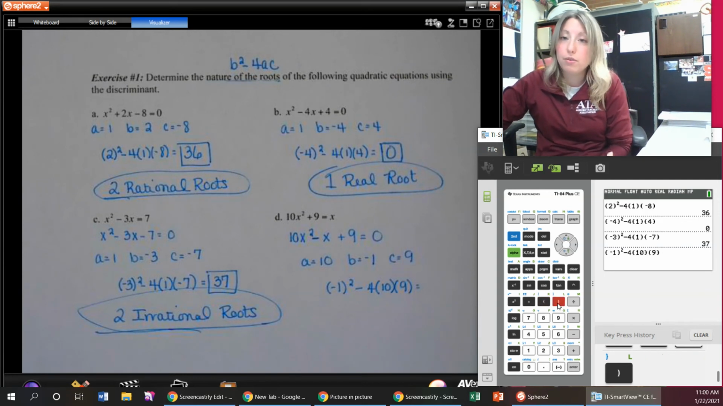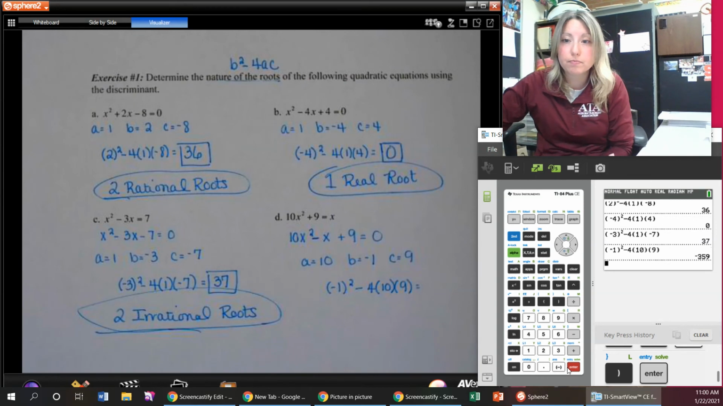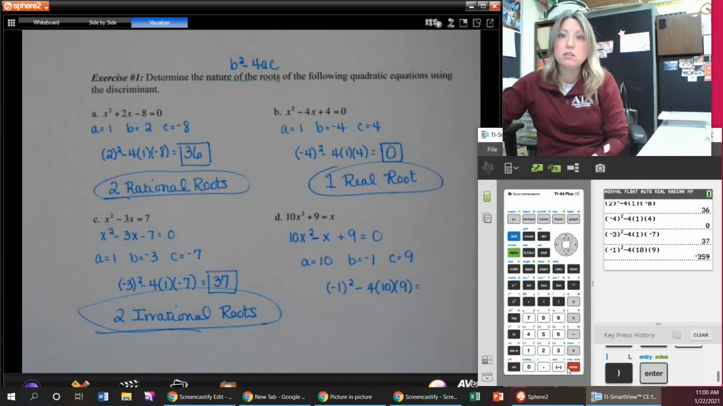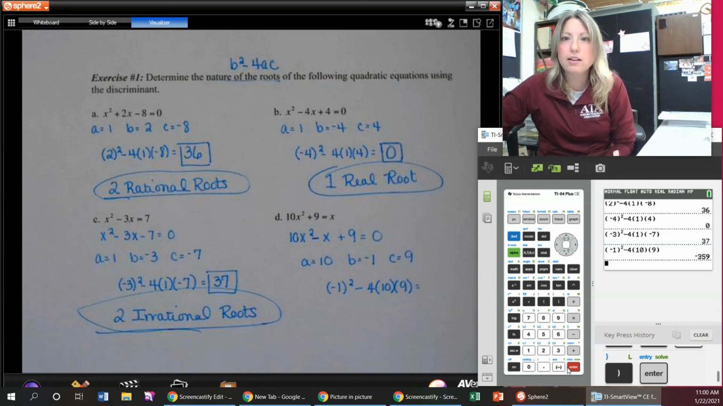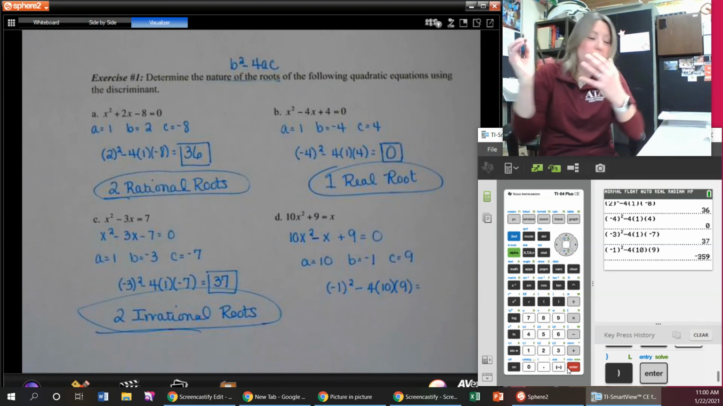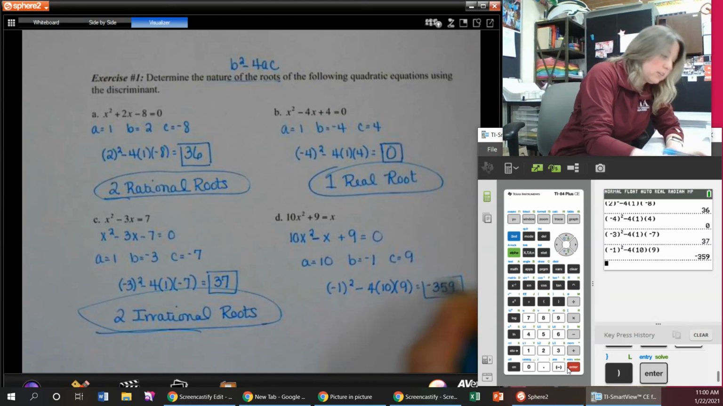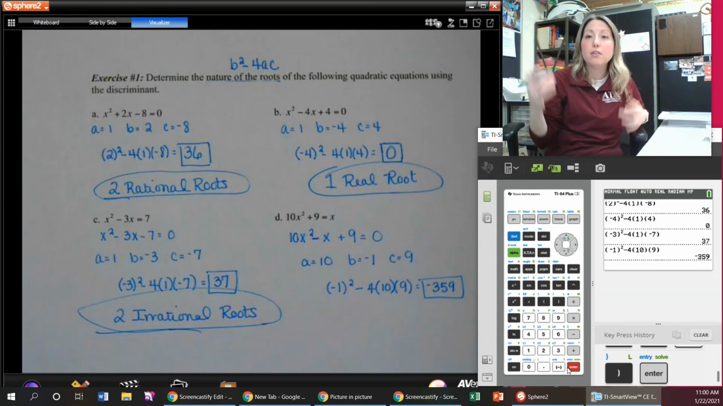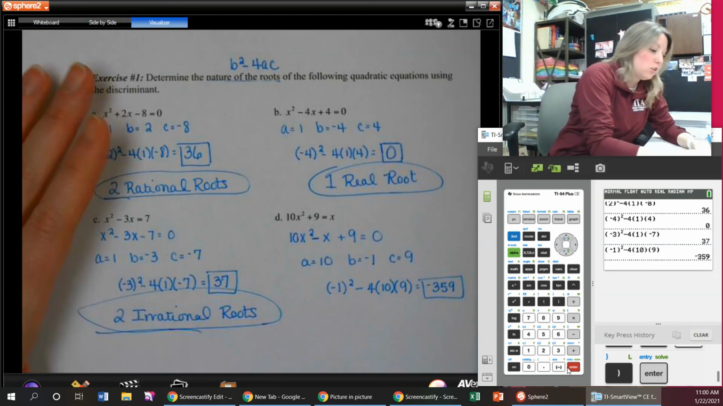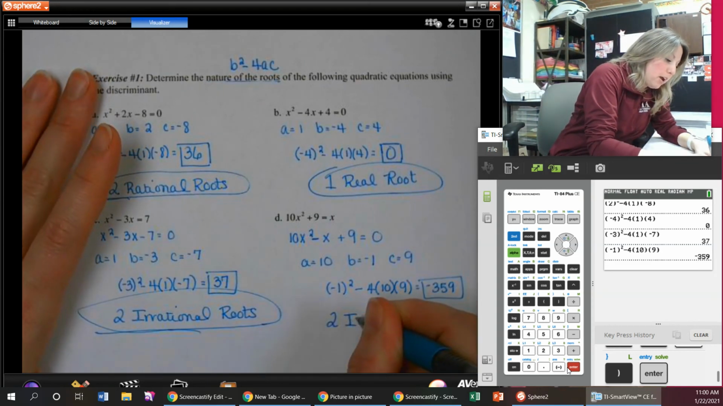Well, this is not going to be positive. 1 minus 360 is -359. If you get a negative discriminant at all, I don't care if it's also a perfect square, if this discriminant is negative, your type of roots are 2 imaginary roots.